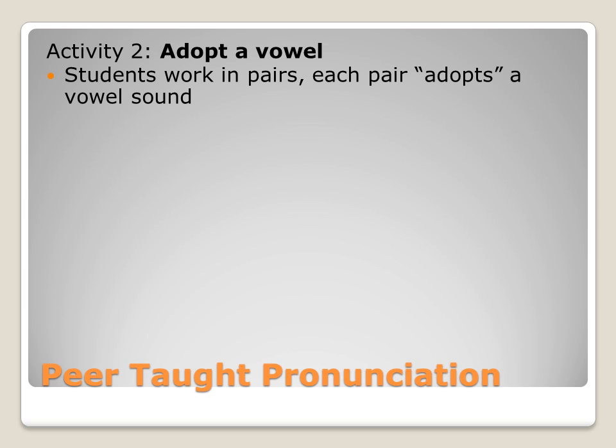So in this activity, the students would work in pairs, and each pair would adopt a vowel sound. So it could be "ee" or "ah" or any of those vowels. And a good anchor for this would be the back of the American English File textbooks. They all have a list of different phonemes and vowel sounds, and they have pictures that help you remember which sound they are.